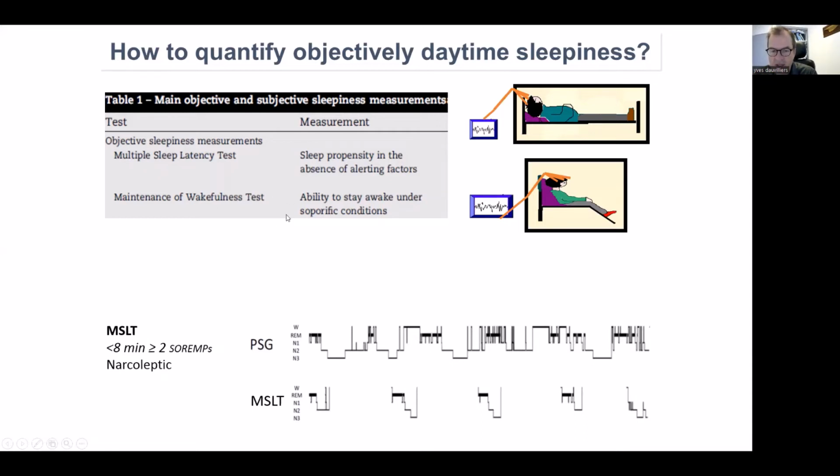And there is another test, the MWT, maintenance of wakefulness test, where the patient sits for 4 trials of 40 minutes, and the objective is the opposite of the first, which is to resist. Mostly the objective is to be sure that the drug is effective and the patient can drive.